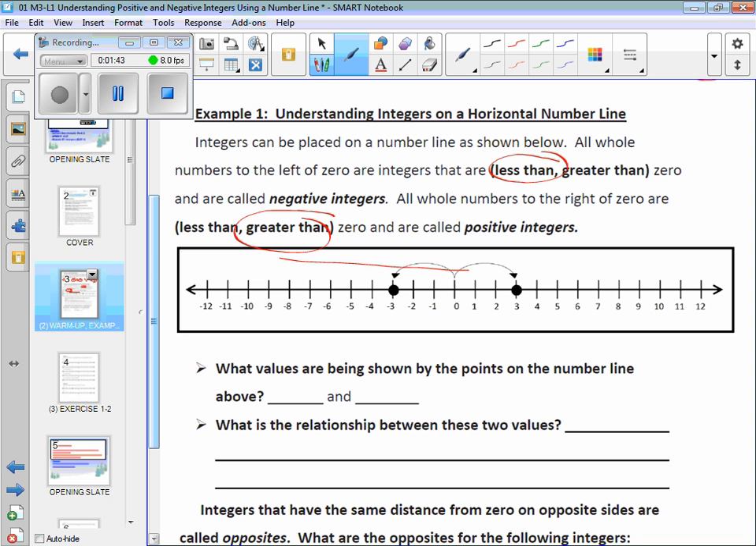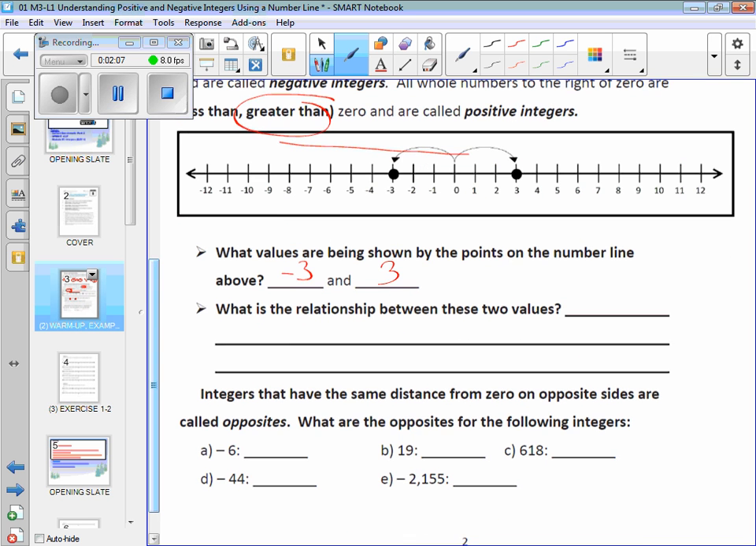What two values are being shown on your number line, by the little points? -3, +3. Now, when we express positive integers, we don't need to put a little plus sign. It's assumed that if a number or an integer, even a rational number, has no negative symbol before it, it's assumed to be positive. That's just the way it gets written.